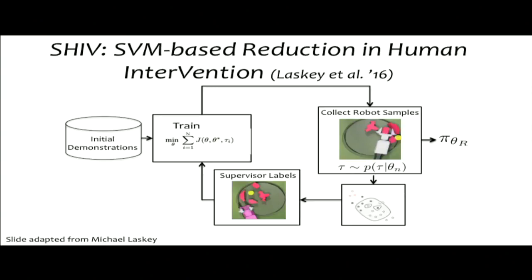And then they had the human label data offline. They were collecting the robot samples using the policy, classifying them, in this case using an SVM, and then collecting labels for the examples that were classified as mistakes by the policy.